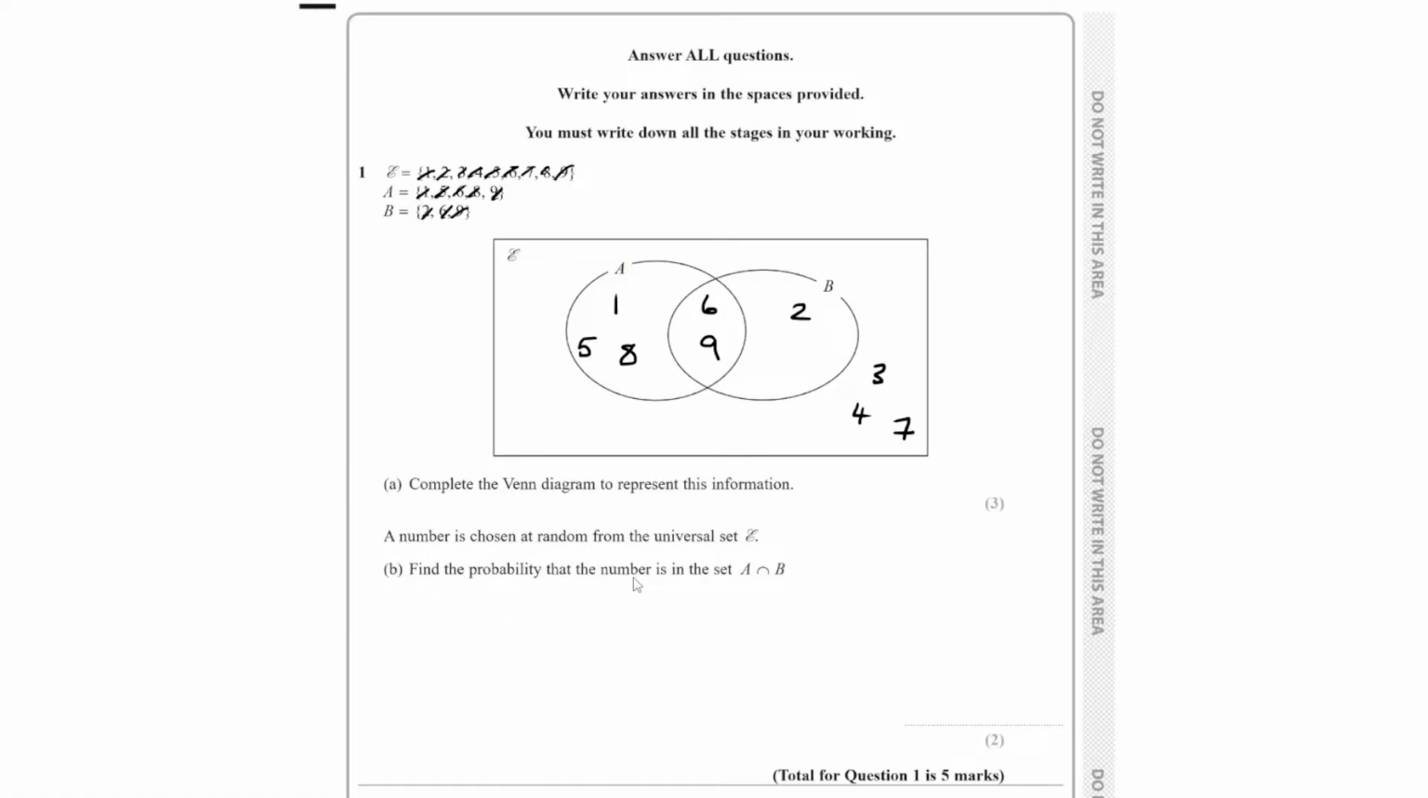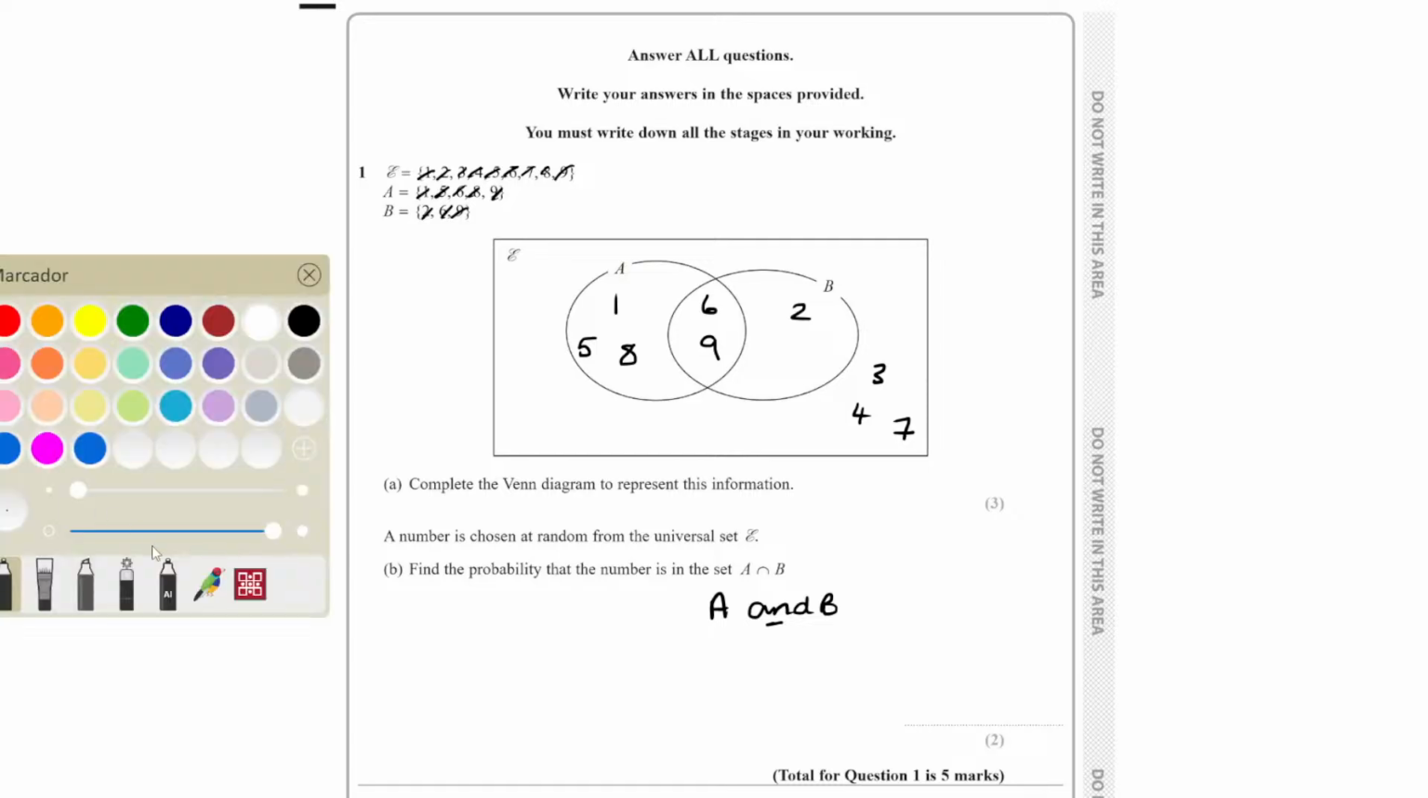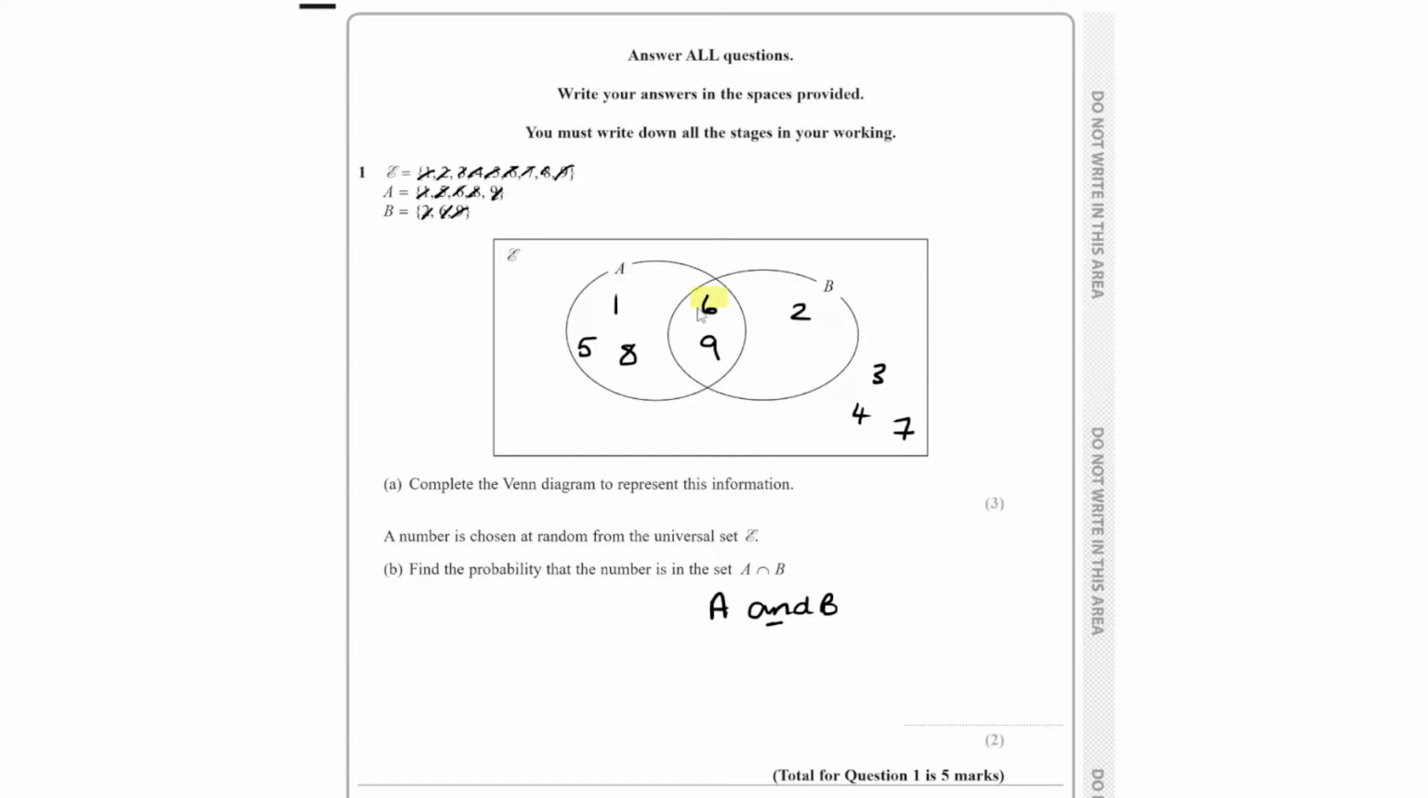Then we've got a number is chosen at random from the universal set. Find the probability that the number is in the set A intersect B. We've got this N shape. That's just A and B. When it looks like an N shape, doesn't it? A and B. That's how I remember it, because it looks like an N. That's where they overlap, where they intersect. So that is this section here.